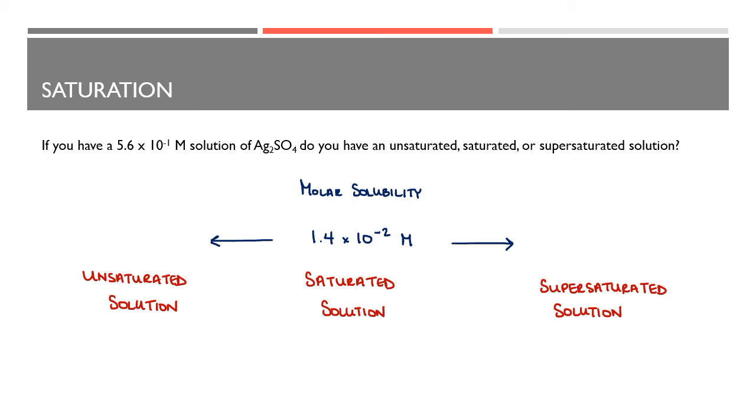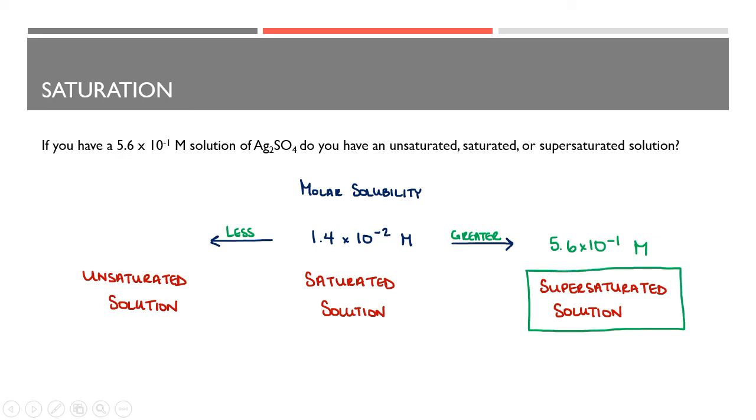Is it less than the 1.4 times 10 to the negative 2 moles per liter? If it is, then we have an unsaturated solution. If this number is greater than 1.4 times 10 to the negative second moles per liter, then it's a supersaturated solution. So what we have is 5.6 times 10 to the negative 1 moles per liter, which means we have a supersaturated solution.